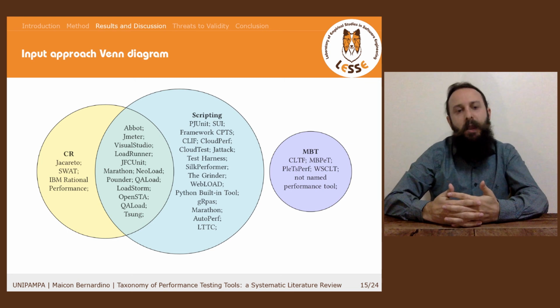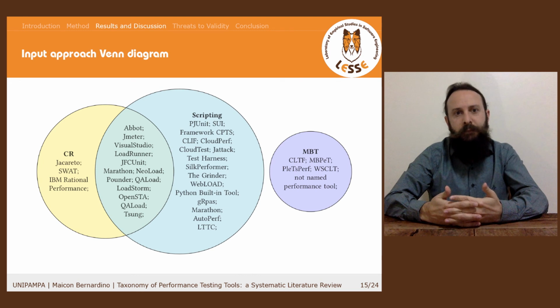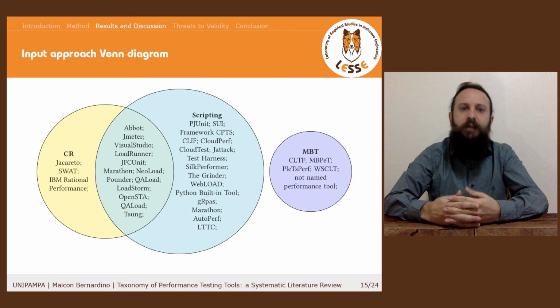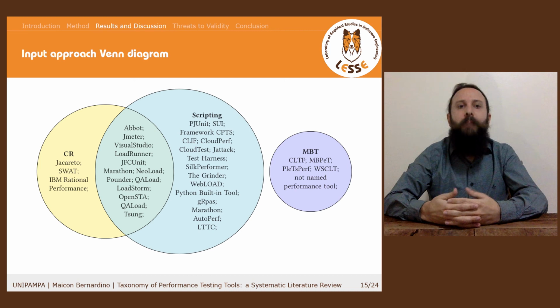Approach. Another goal is to explore different kinds of approaches for workload input definition, and determining whether these types of input could be classified into different categories. Three main categories were observed: model-based testing, capture-replay, and manual scripting, which is presented in the Venn diagram figure.